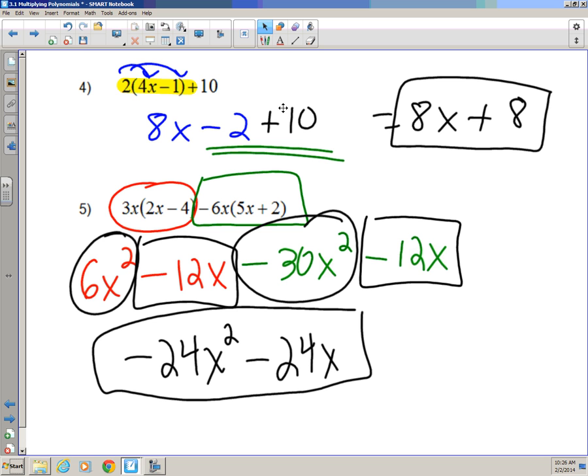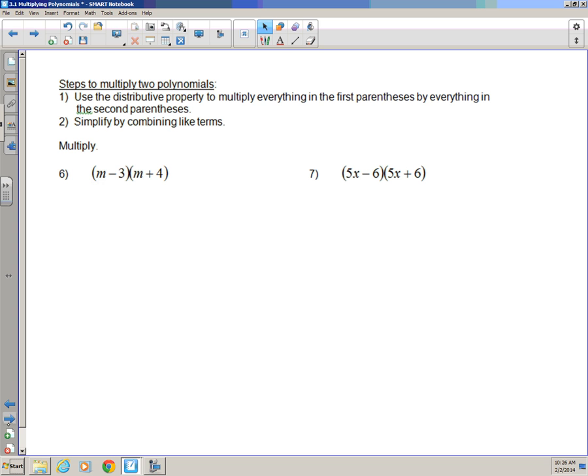Okay, so these were all basically monomials outside the parentheses. Now we're going to actually have multiplying by two polynomials, or two different polynomials. So you're going to use the distributive property. Some of you might want to use the box method to multiply everything in the first parentheses times everything in the second parentheses, and you simplify by combining like terms. Some people know this as FOIL.